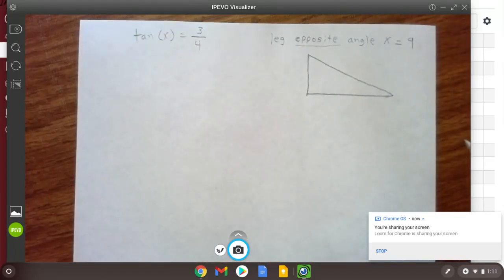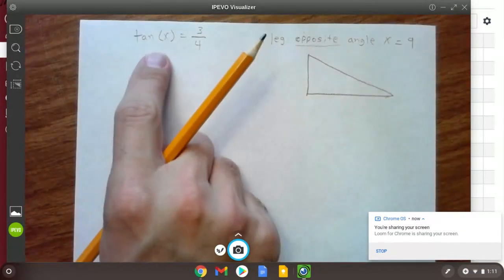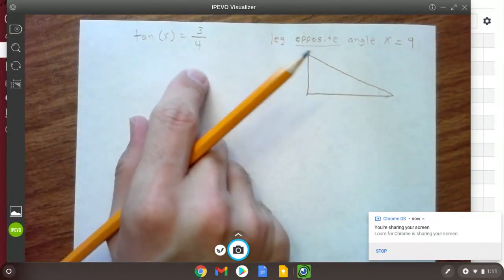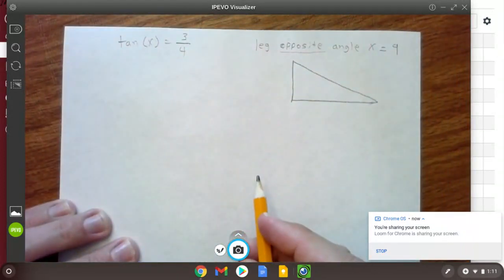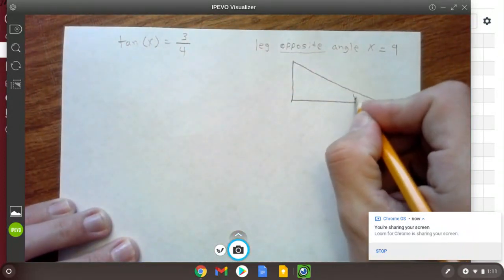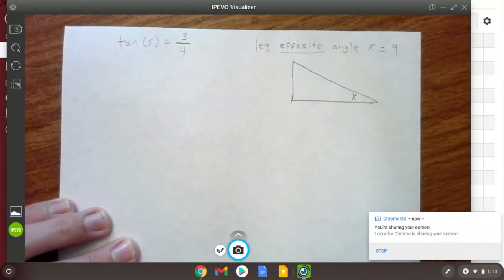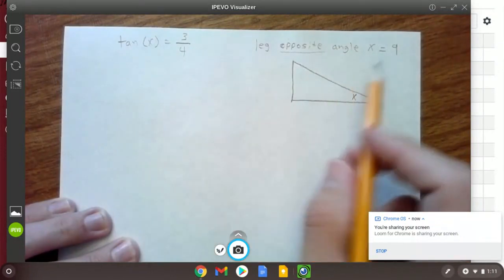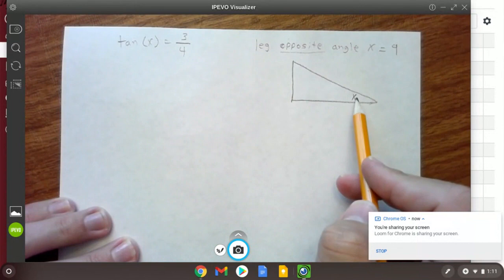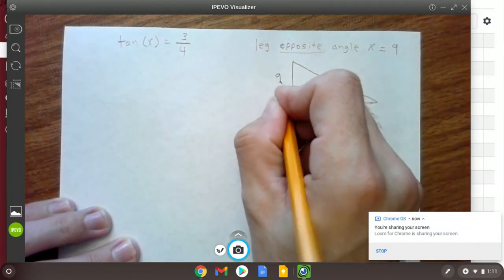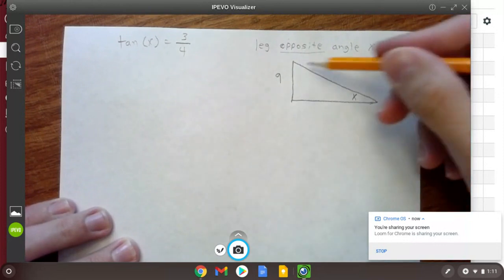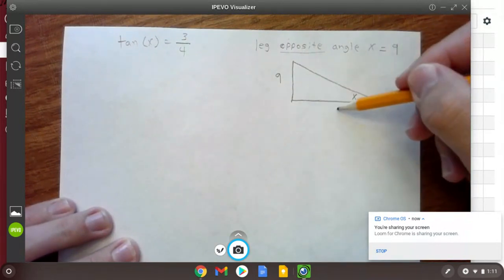All right. So this time it's kind of similar to the last one. We know that tangent of x is equal to 3 over 4, and so that's the ratio of those two sides. So I'll call that my x here. And we know that the leg that's opposite this angle, so this angle over here, is equal to 9. So if I had put x here, this side would have been 9.